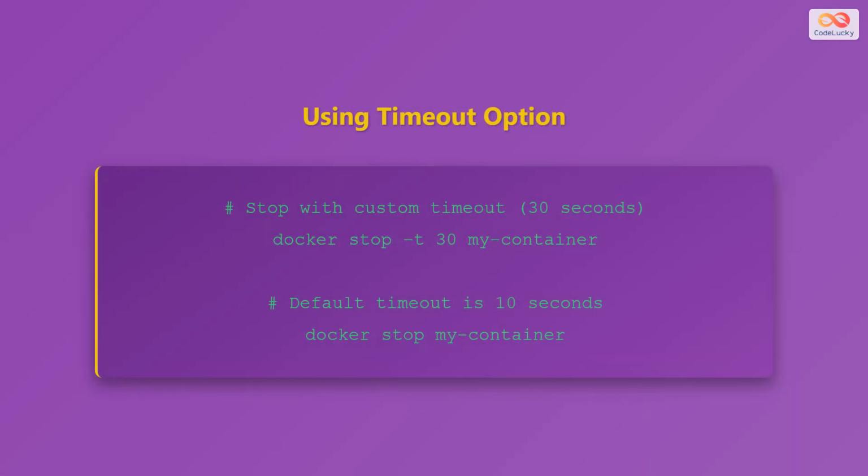The docker stop command includes a timeout option. You can specify the amount of time Docker will wait for a container to shut down gracefully before forcibly terminating it. To set a custom timeout, use the -t flag followed by the number of seconds. For example, docker stop -t 30 my-container sets a timeout of 30 seconds. If you do not specify a timeout, Docker uses a default value of 10 seconds.